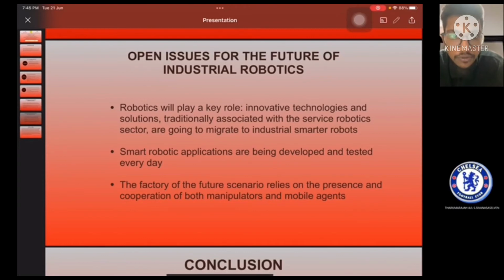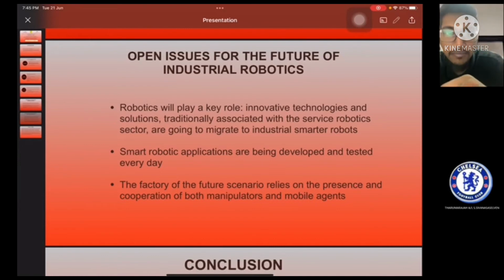Robotics will play a key role, in which innovative technologies and solutions traditionally associated with the service robotics sector are going to migrate to smarter industrial robots that will draw on a much broader range of technology, allowing higher levels of dexterity and flexibility.